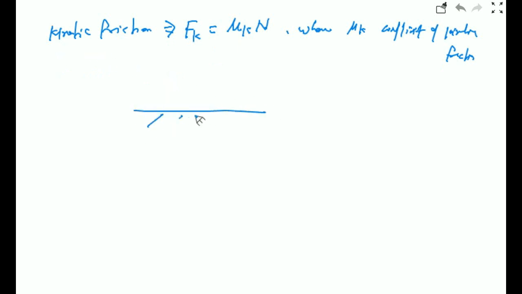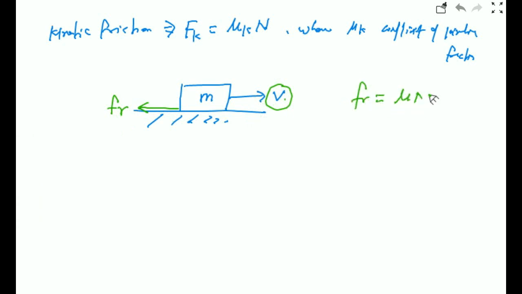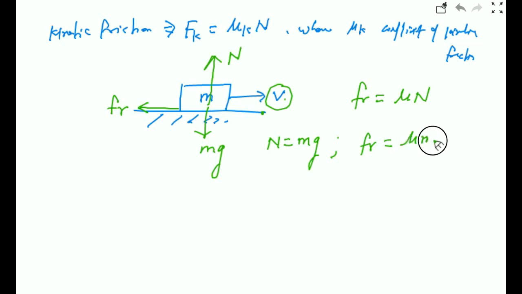Suppose that you have the ground and a mass m is moving in this direction with velocity v. The tendency of the friction force is opposite to the relative motion. So this is the frictional force, always opposite to v. Here mg will act in the downward direction and the normal reaction force always acts perpendicular to the plane. This is a very important point. There is no motion in the vertical direction, so N equals mg. So you can write the frictional force equal to mu mg.